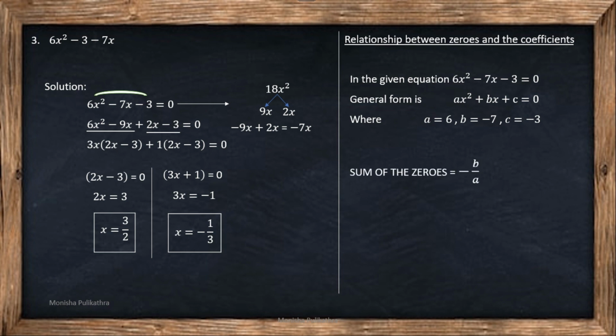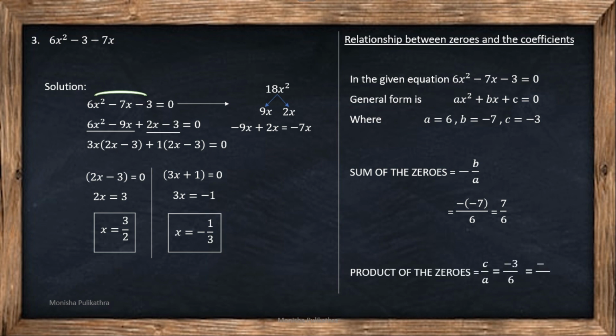Next, write down the formula of sum of the zeros. Sum of the zeros is minus b by a. The value for b is minus 7. So we should be concentrated and conscious while substituting the value of b. If we write it as simply minus 7, the answer will go wrong. Okay, so minus of minus 7 divided by a value is 6. Therefore, the answer is 7 by 6.